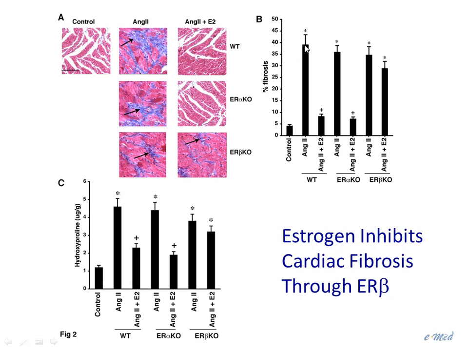But estrogen is a very potent antifibrotic. 90% of the fibrosis is blocked in vivo. I know of nothing that is this antifibrotic, and believe me, many people have looked. So it happens in wild-type mice and in ER-alpha knockout mice, but it fails to happen in ER-beta knockout mice. Again, ER-beta is the player.